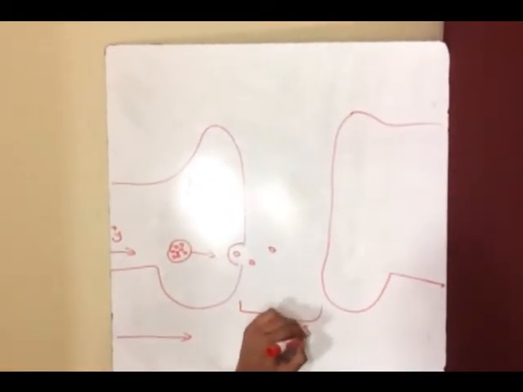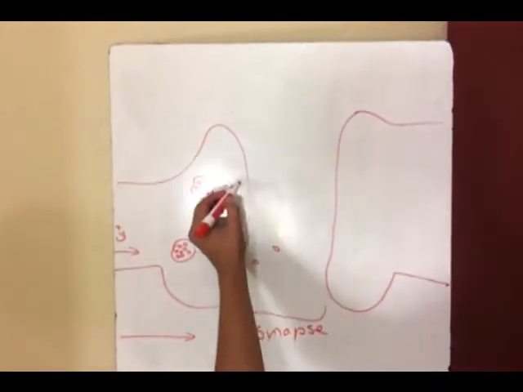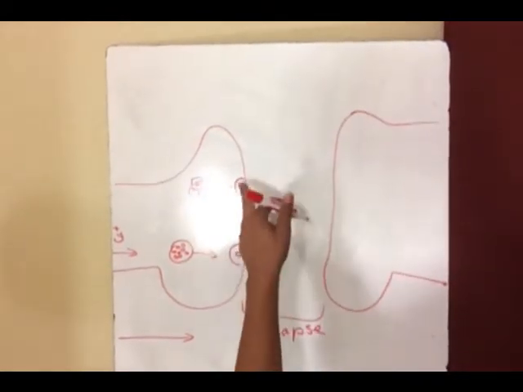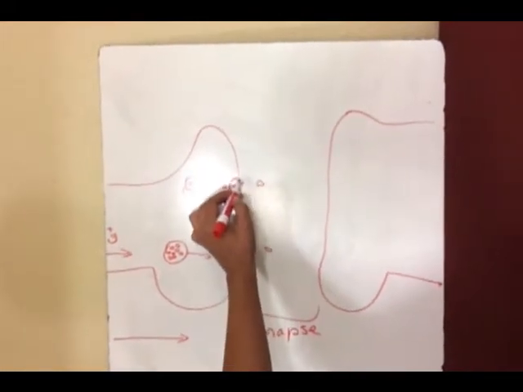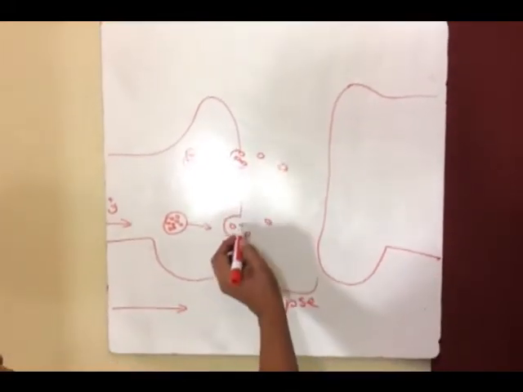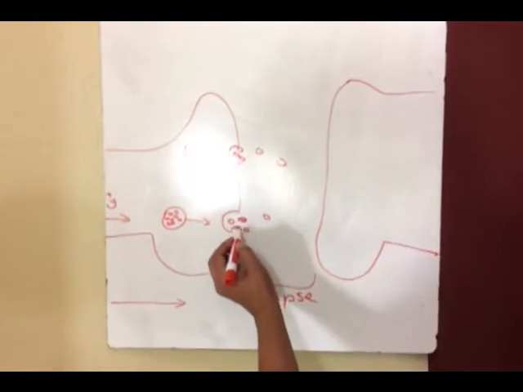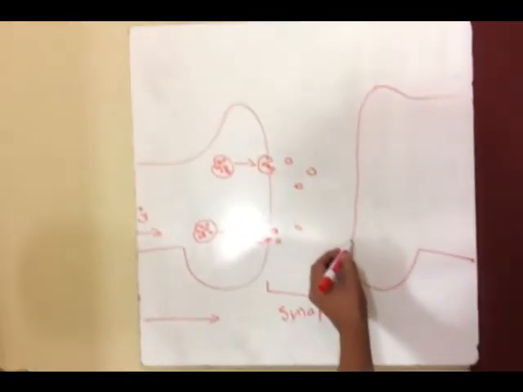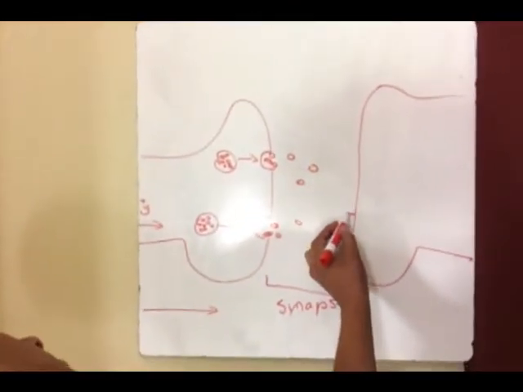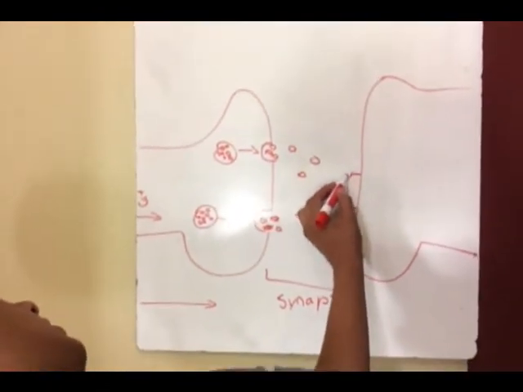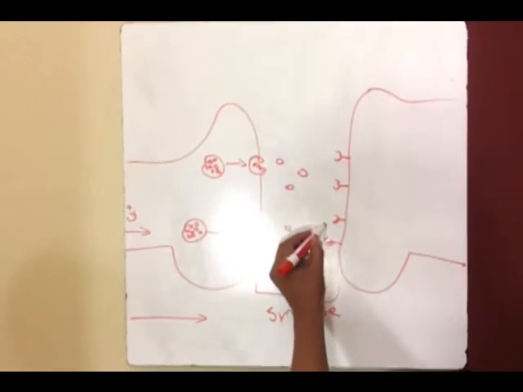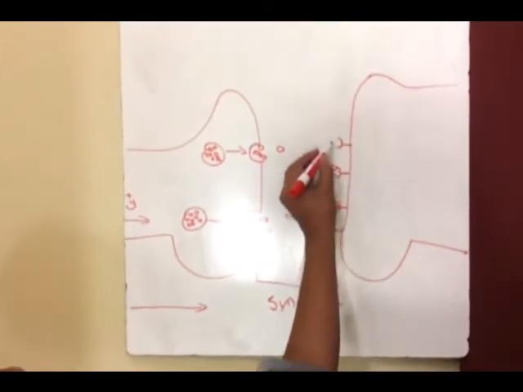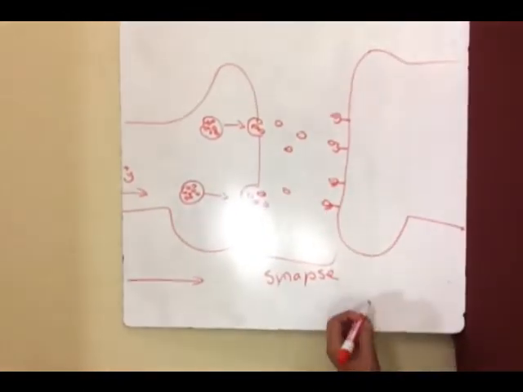And so, as these neurotransmitters are making their way across the synaptic cleft, the synapse, there are receptors on the dendrites of the other neuron, and these neurotransmitters will bind to these receptors and would then trigger another action potential to be carried on through to carry on the movement.